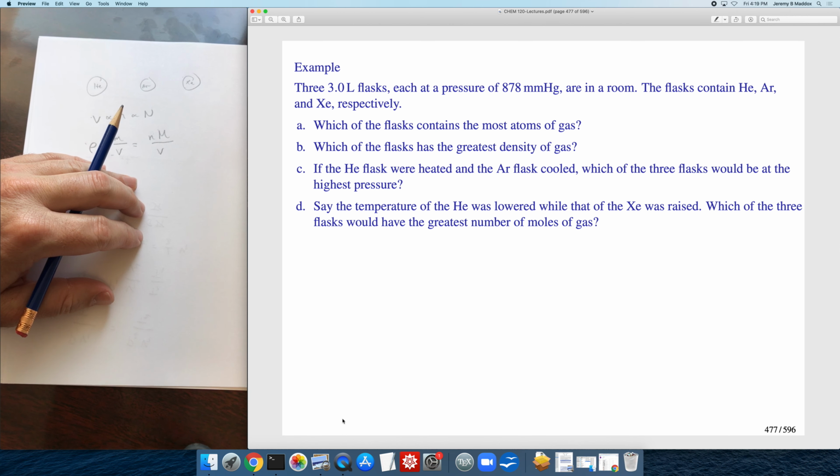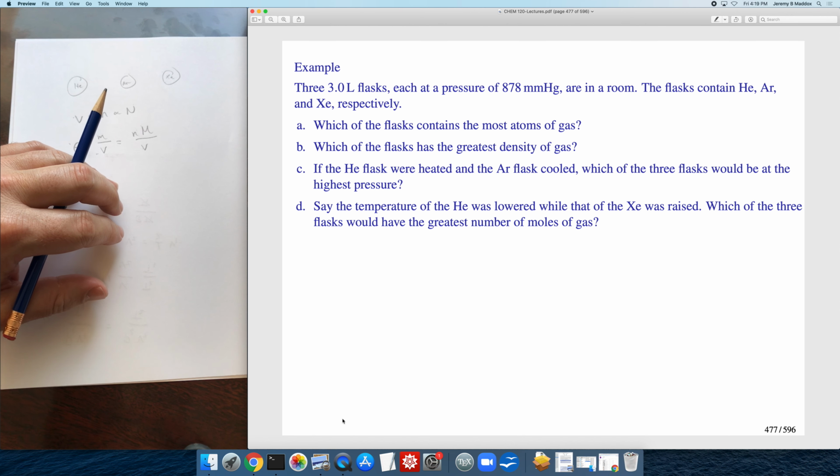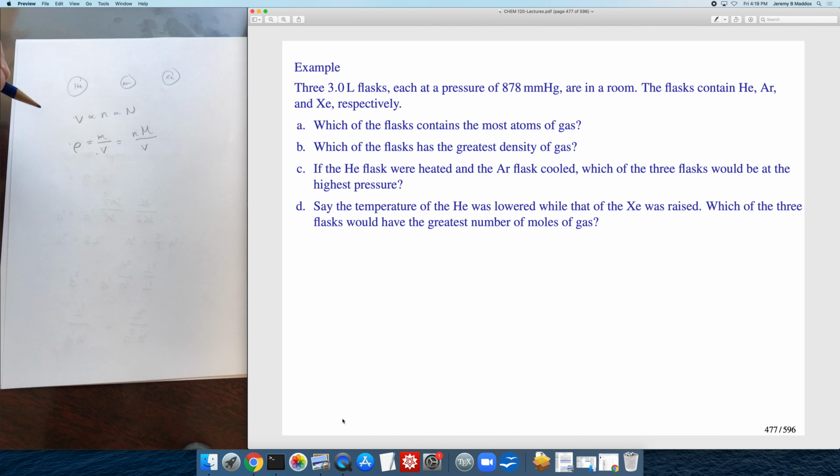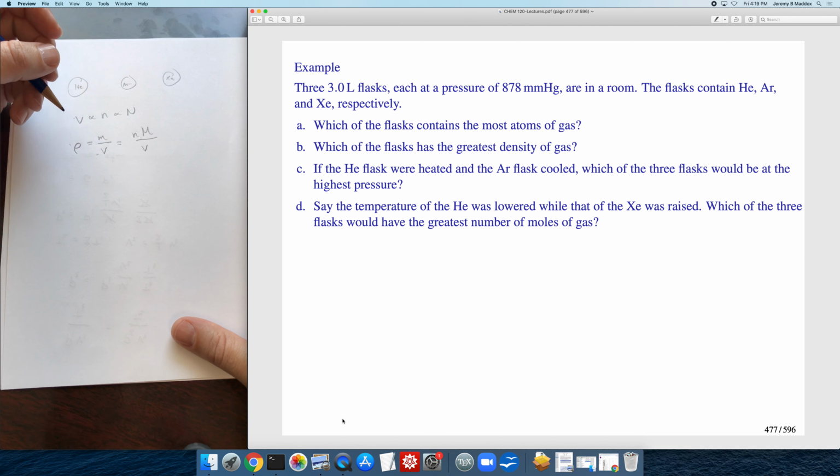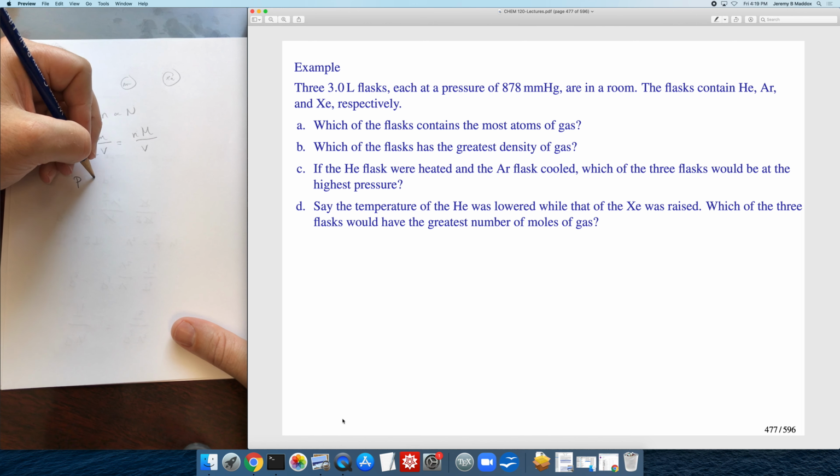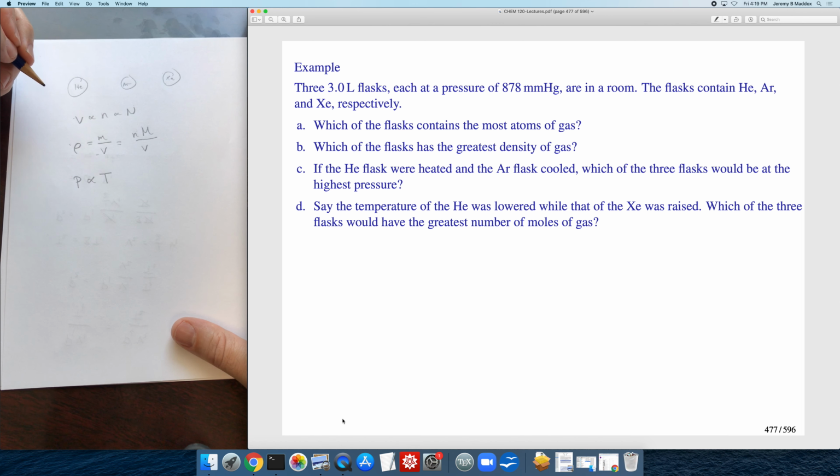If the helium flask were heated and the argon flask were cooled, which of these three flasks would be at the highest pressure? Here we're going back to Gay-Lussac's law. Pressure is proportional to temperature for constant volume and number of moles of gas. So the one that has the highest temperature, which would be the helium in part C, would have the highest pressure. So the answer to part C would be the helium, which has been heated up.